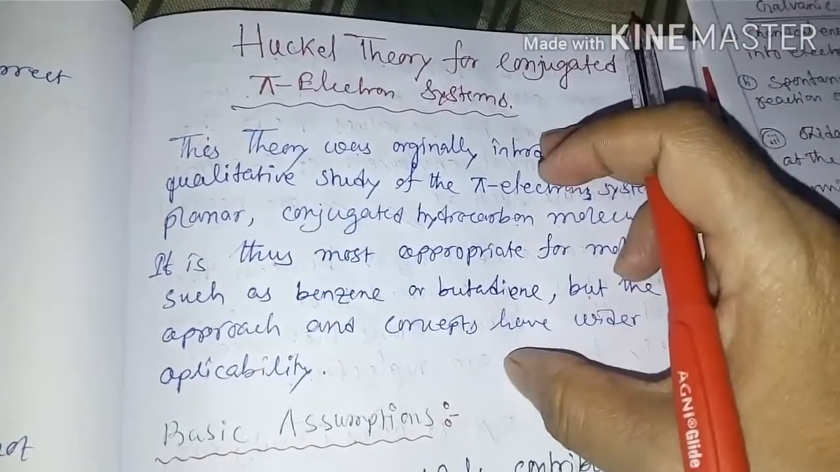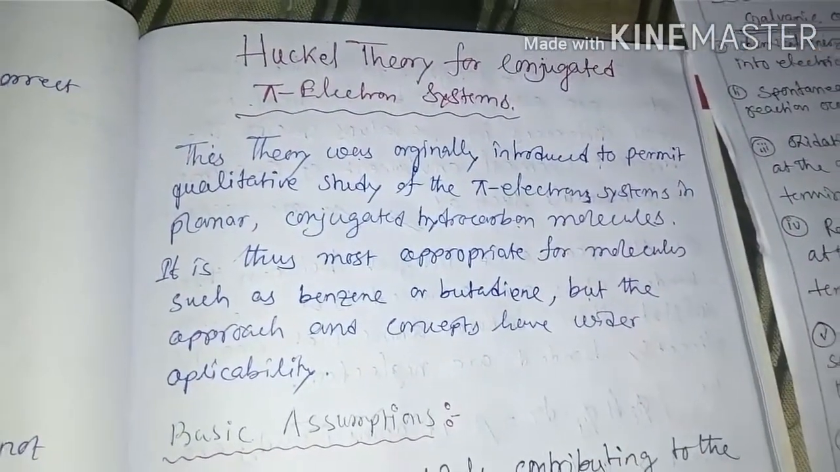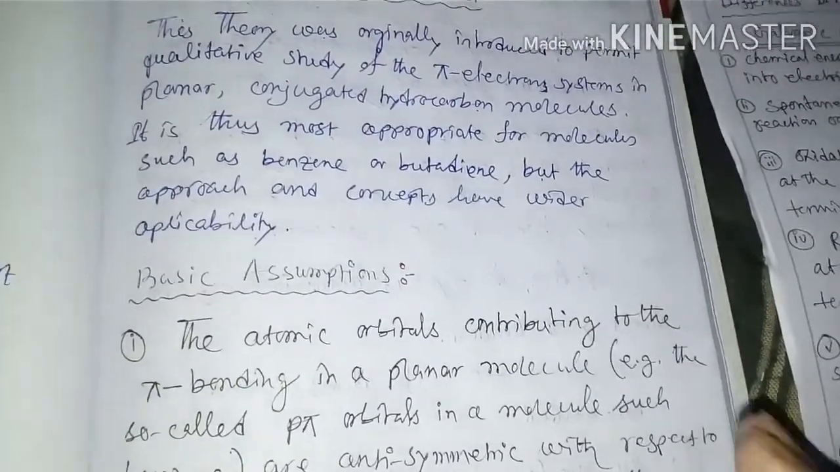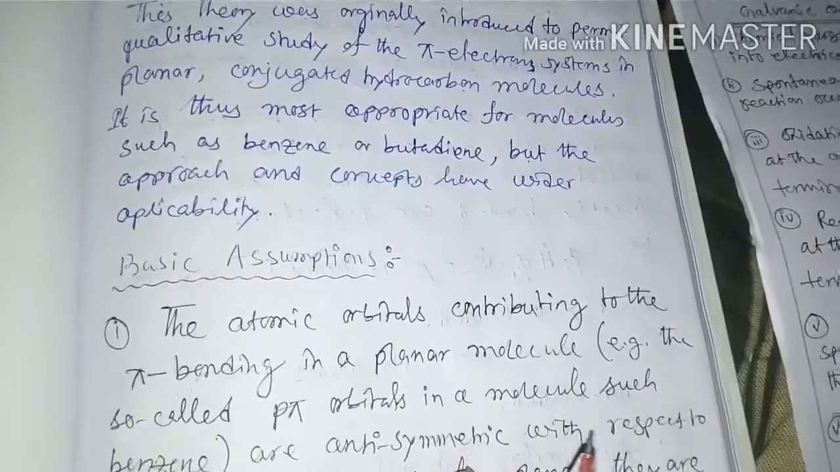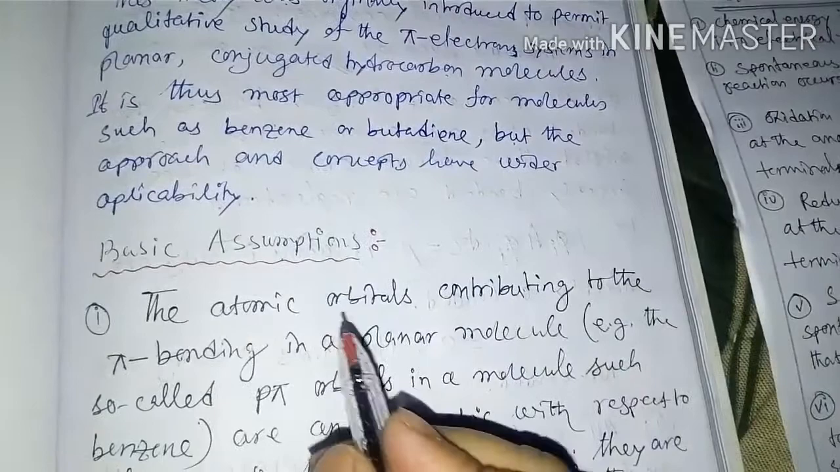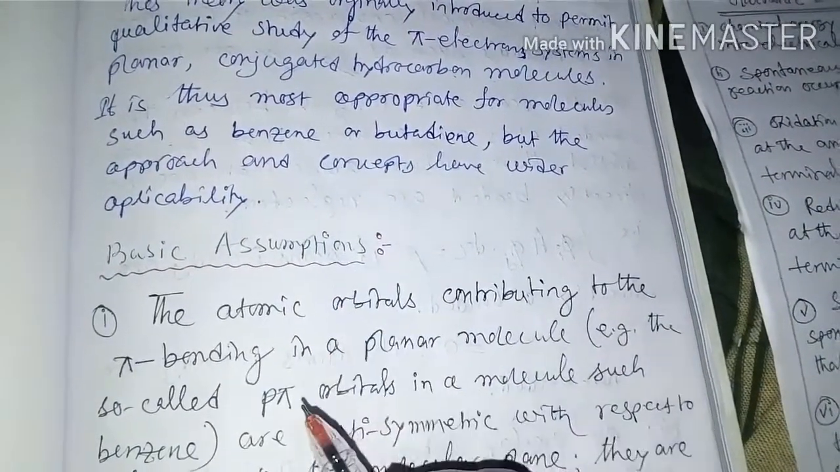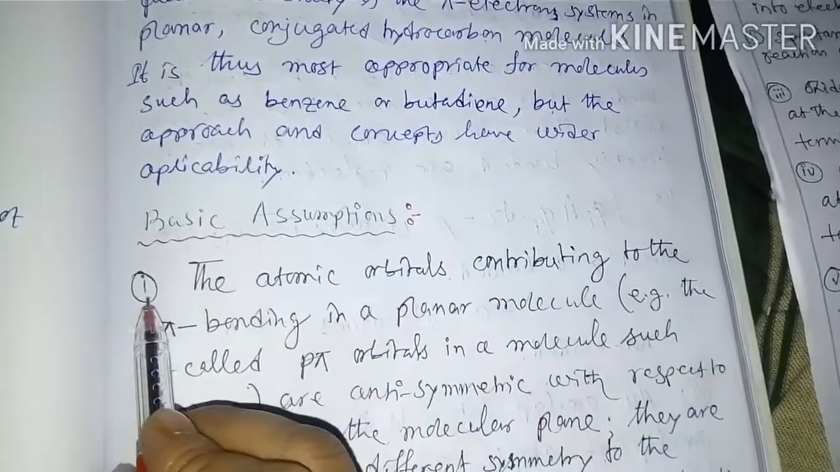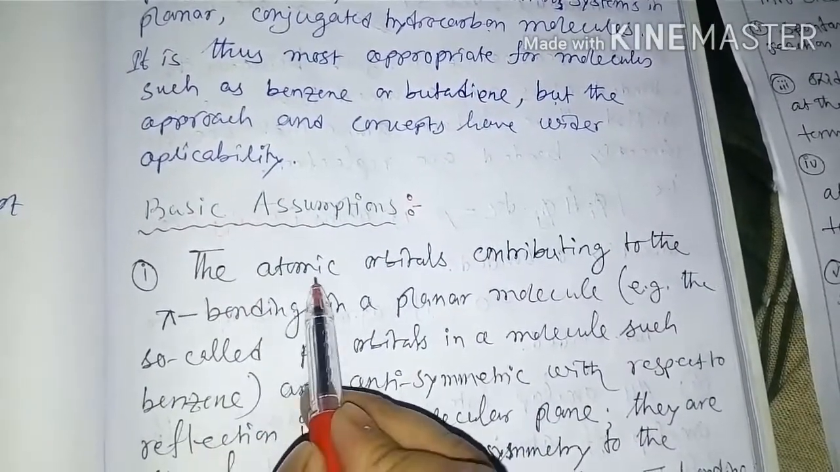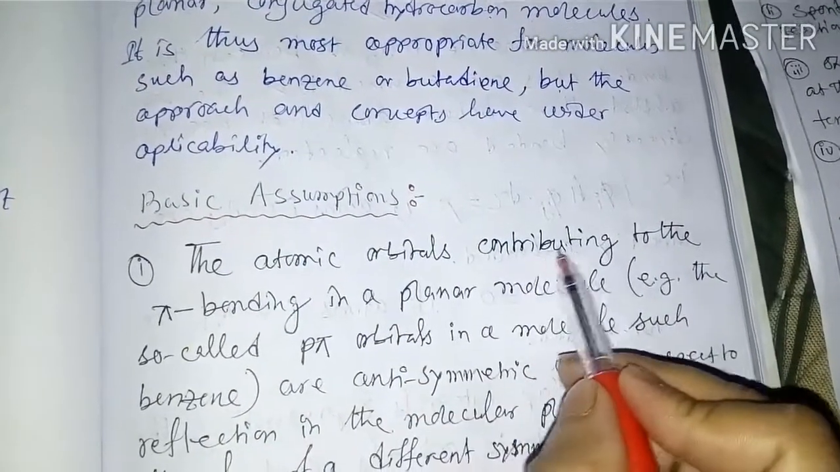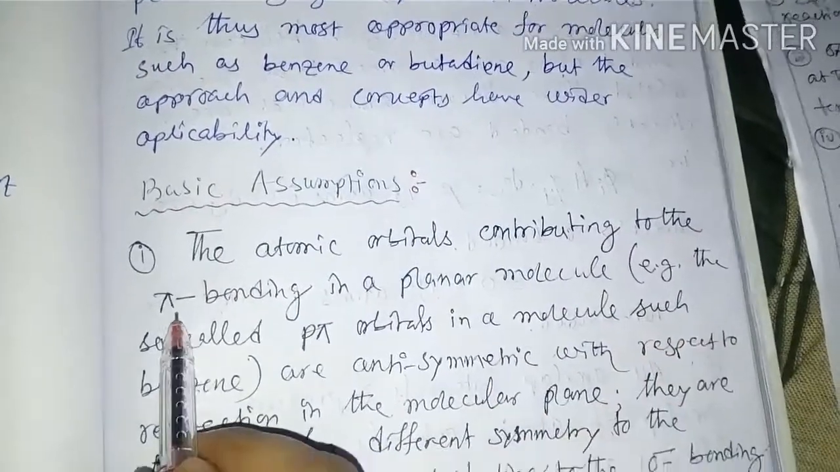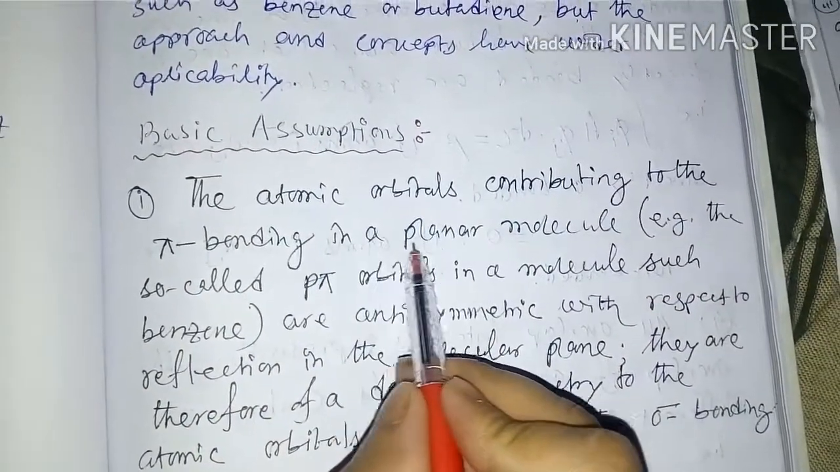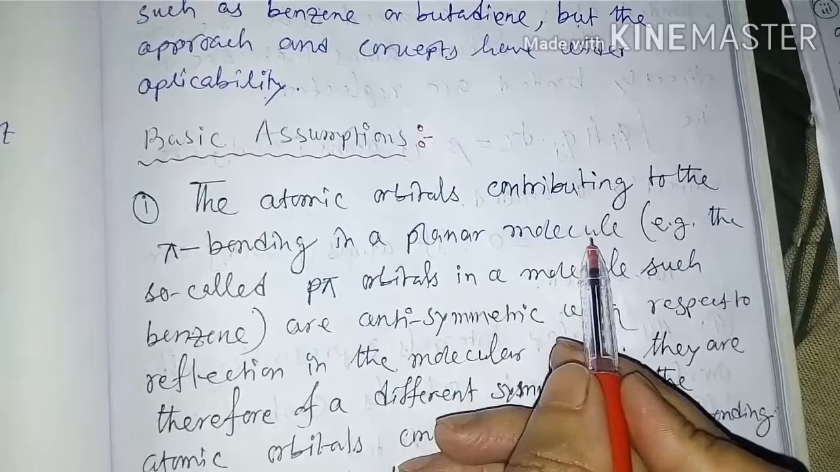Now some basic assumptions are there. Basic assumptions are also important, but they may not come directly in the exam. But for this theory part, you have to understand them. So, basic assumptions. First one: the atomic orbitals contributing to the pi bonding in a planar molecule.